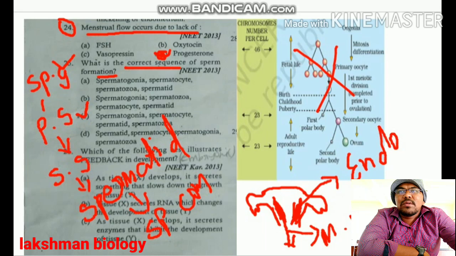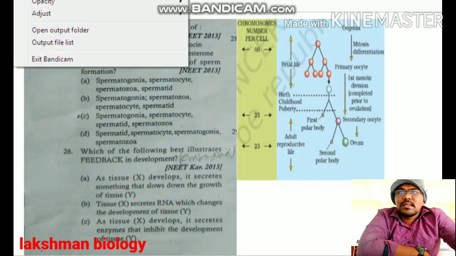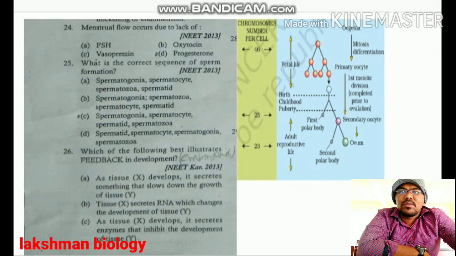First spermatogonia, then spermatocyte. Both the primary spermatocyte and secondary spermatocyte are combinedly called spermatocyte. Then spermatid, then finally spermatozoa. In option C, they mention correctly spermatogonia, primary spermatocyte, secondary spermatocyte, spermatid, spermatozoa. Hence option C is the correct answer for question number 25.